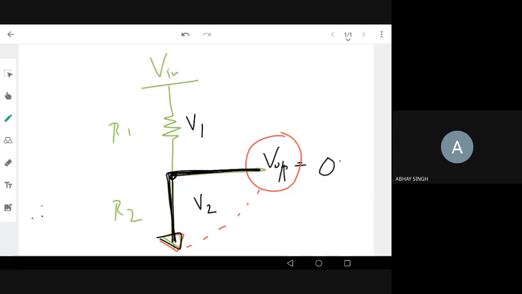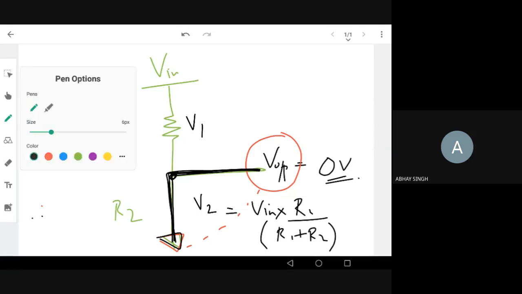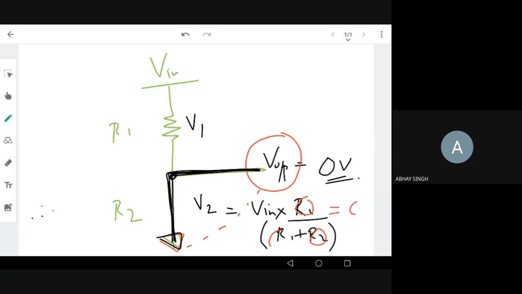So V output is nothing but zero voltage. Even by seeing, you can assume. Now let's put the equation. What is the equation of V2? V input into R2 divided by R1 plus R2, right? Now what is the value of R2 here? R2 is 0 here. So the denominator is also 0. So V in into 0 equals 0 volt.